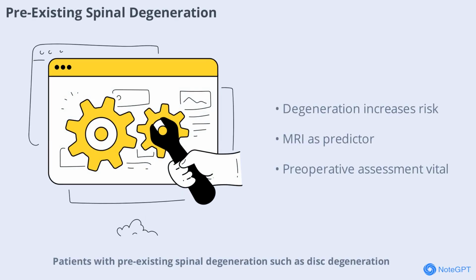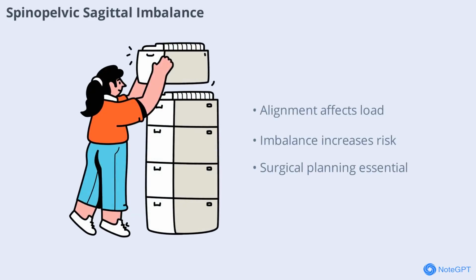Patients with pre-existing spinal degeneration, such as disc degeneration, facet joint arthritis, or vertebral slippage, are at higher risk for developing ASD after fusion. These conditions reduce disc height and alter biomechanics, increasing pressure on neighboring segments. MRI findings of degeneration before surgery are strong predictors of ASD. Addressing these issues preoperatively can help reduce the risk of postoperative complications. Proper alignment of the spine and pelvis is crucial for balanced load distribution.